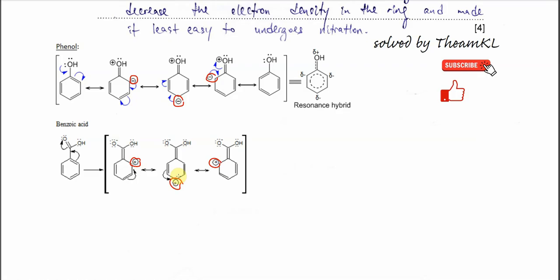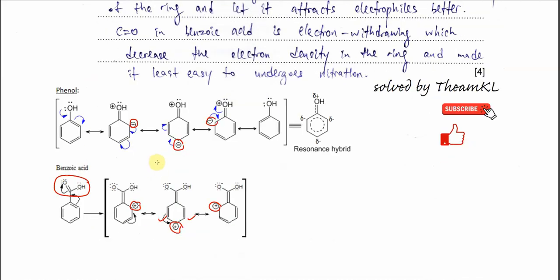So therefore, for this benzoic acid, it has no choice. It must use the 3 and 5 positions for the nitration, because these are the places with no positive charge, easy to attract the electrophile. So that's why we say that the COOH group is electron withdrawing. It reduces the electron density of the benzene ring and deactivates the benzene ring. That's the reason.